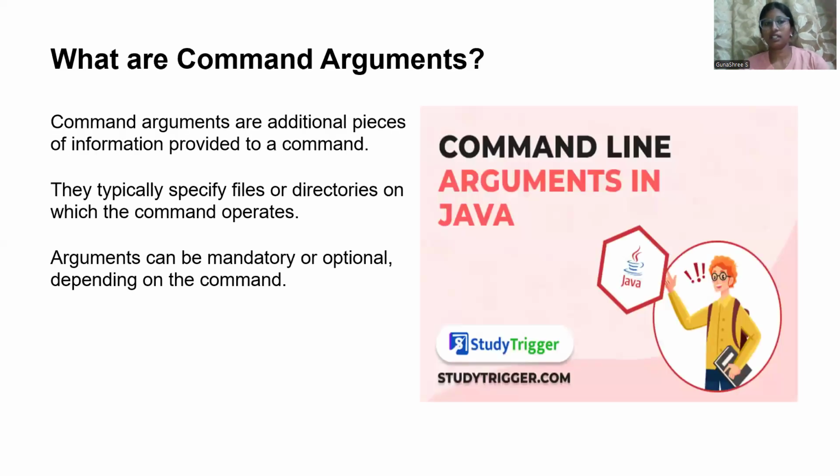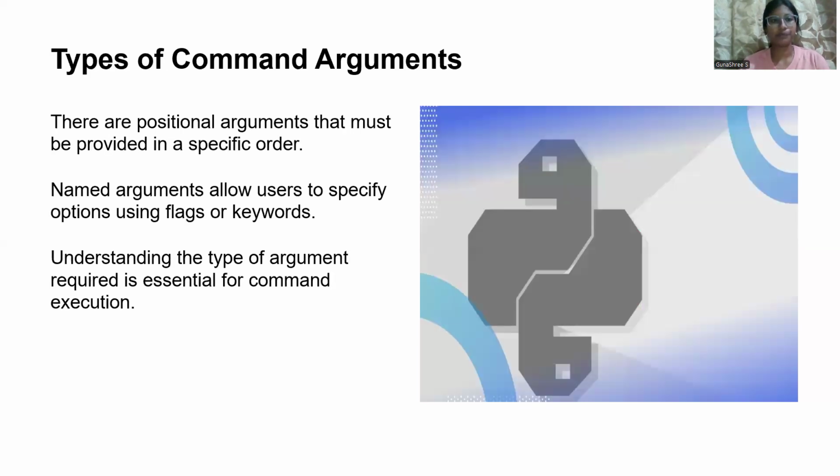And what are these command arguments? These are the additional pieces of information provided to a command. Moving on to one more definition, it states that these are the options or data that is passed to a command to modify its behavior or provide an input. Typically these specify files or directories on which the command will operate, and also these arguments can be mandatory or optional depending on the command that will be specified by the user.